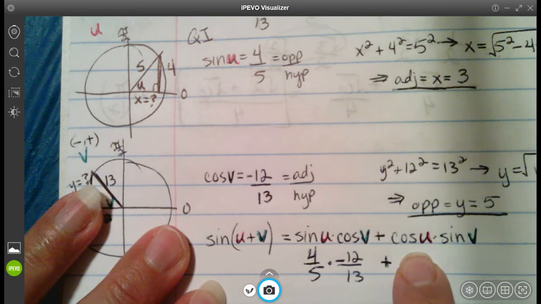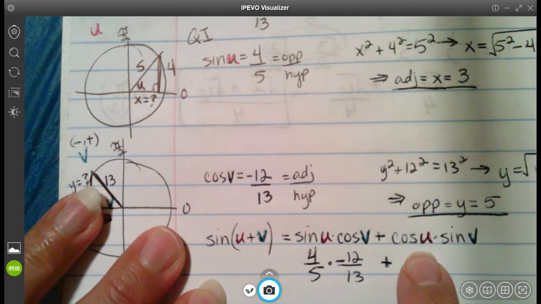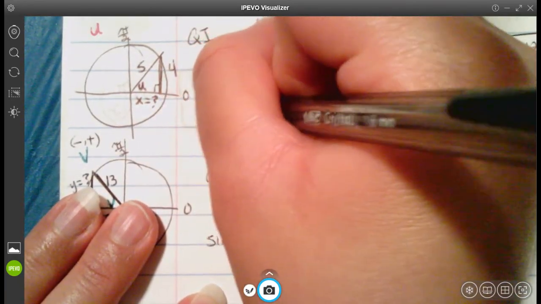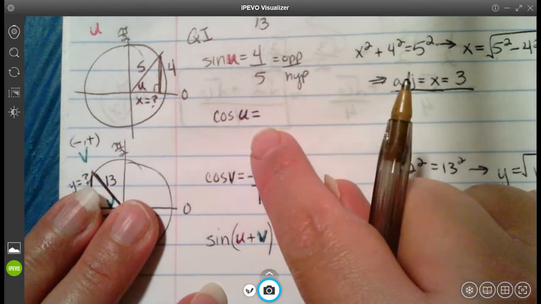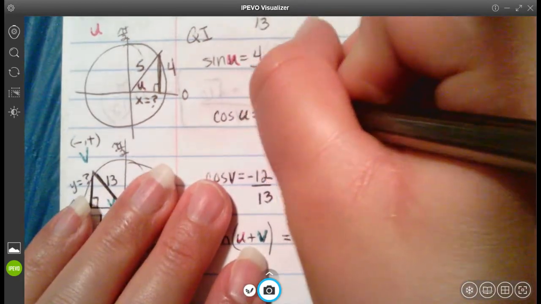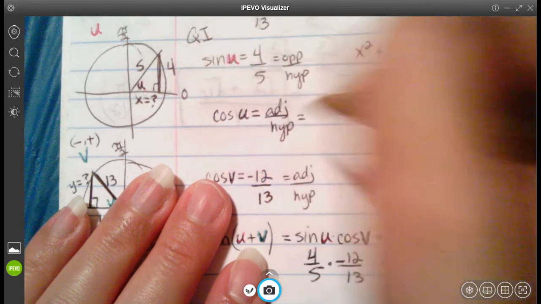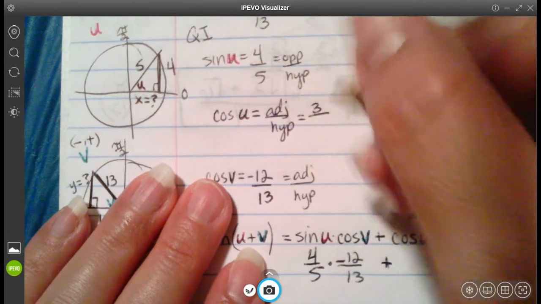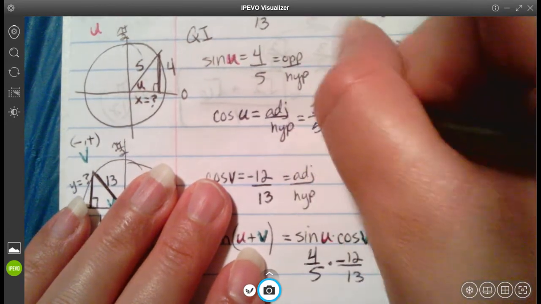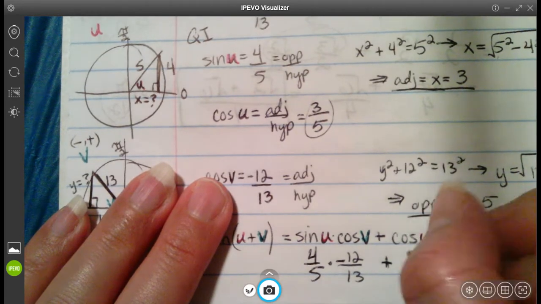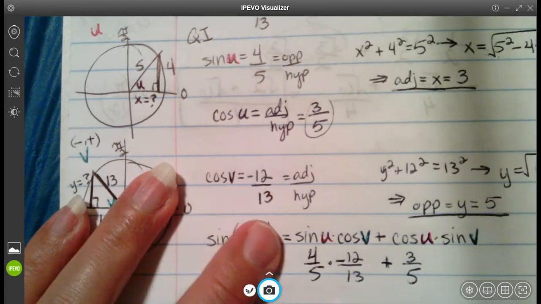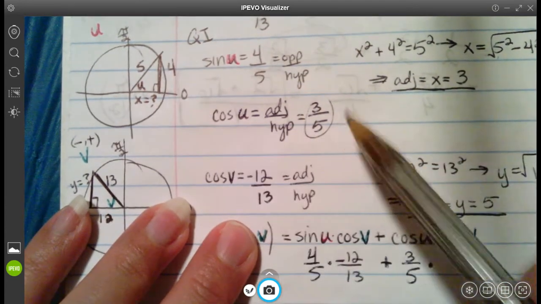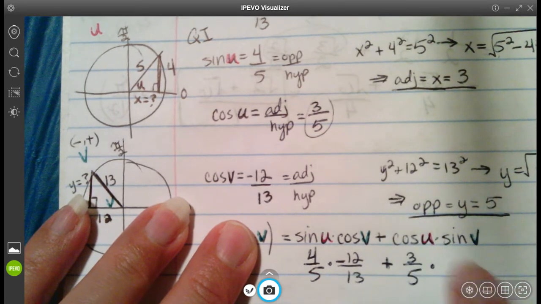Plus cosine of u. Okay, so cosine of u, we have to come up to this one and calculate it because we don't quite have it yet. So let's calculate it. Cosine of u is going to be equal to adjacent over hypotenuse. Okay, and since we know that the adjacent is 3, it's going to be 3 over our hypotenuse of 5. So 3/5 is going to be the cosine of u. Times, oh, and I should mention, since it's in quadrant 1, everything is positive, so we don't have to change anything. Sine of v.